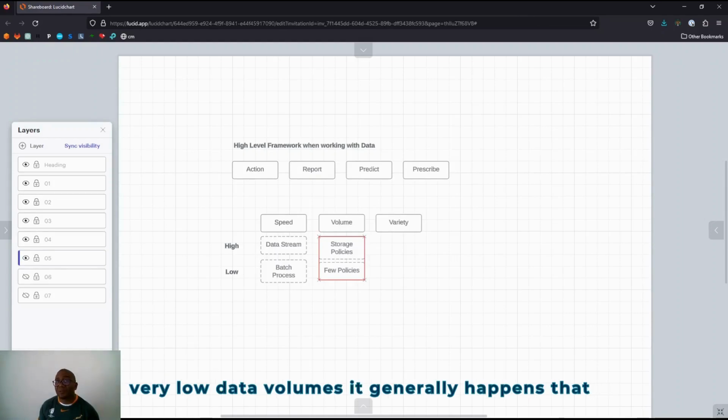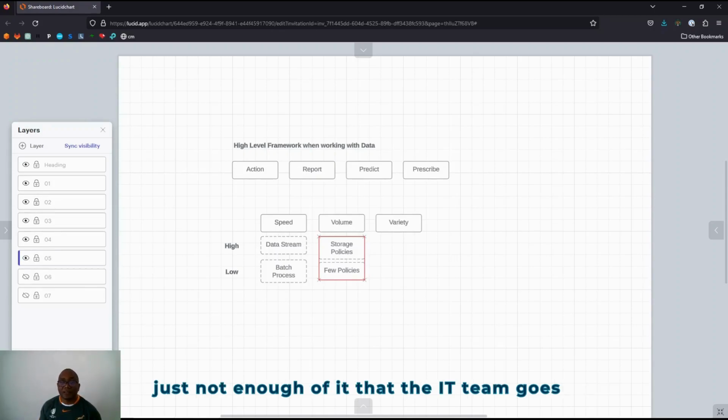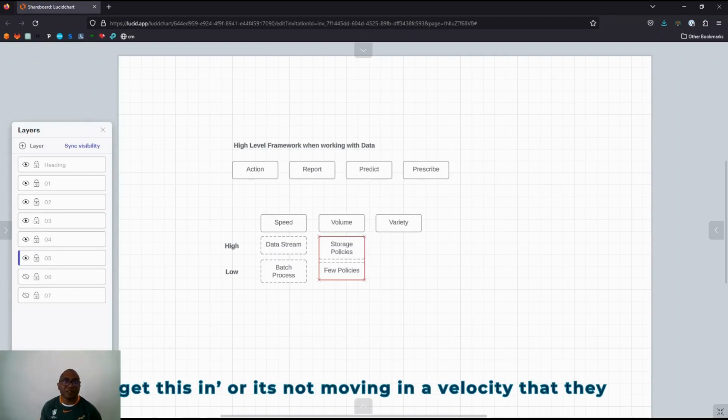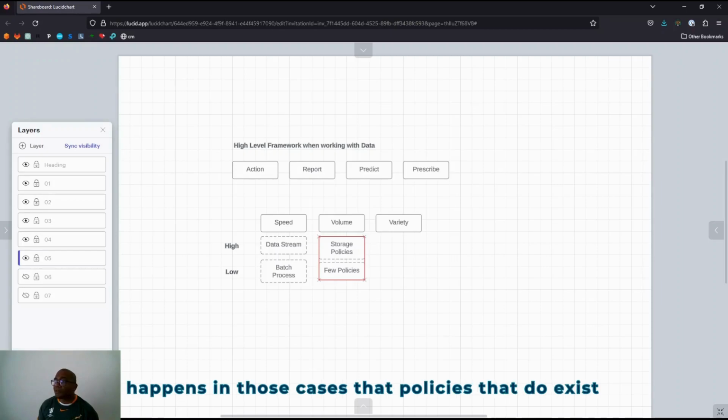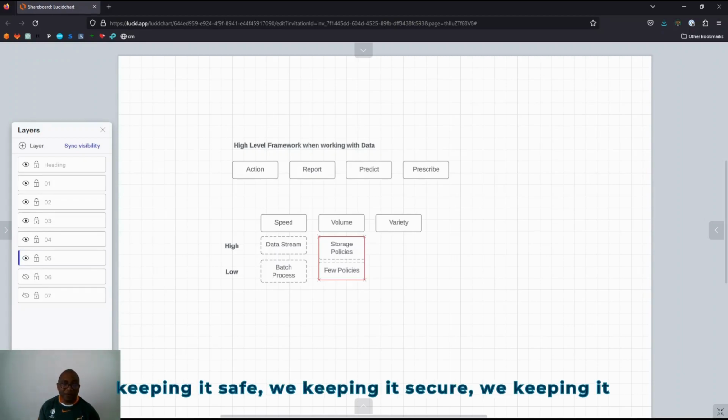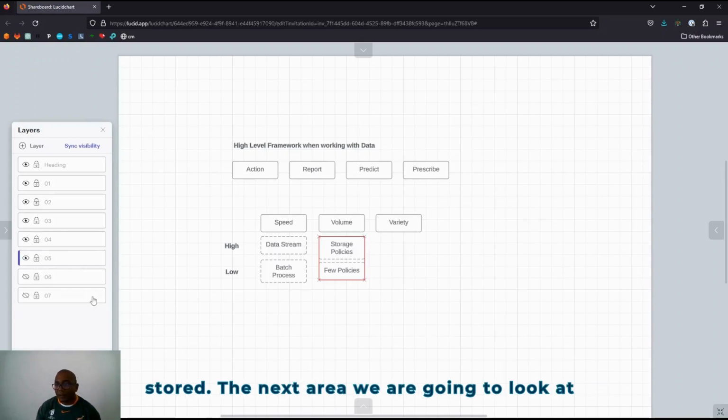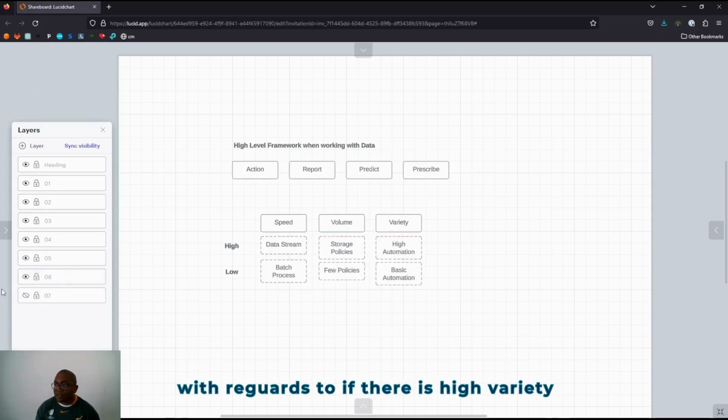Or if I'm getting very low data volumes, it generally happens that there really are very few policies. And in some cases, we've seen that there are pretty much no policies as to how that data is going to be managed from a volume perspective, because there's just not enough of it that the IT team goes, oh, I really need to worry about how I'm going to get this in, or it's not moving at a velocity that they actually go, oh, I really need to worry about how I'm going to make sure to share this. So what happens in those cases is that the policies that do exist tend to be about how we apply governance to this data to make sure that we're keeping it safe, secured, and stored.